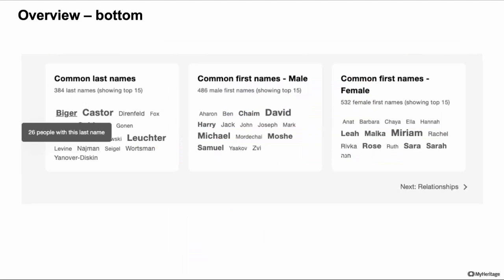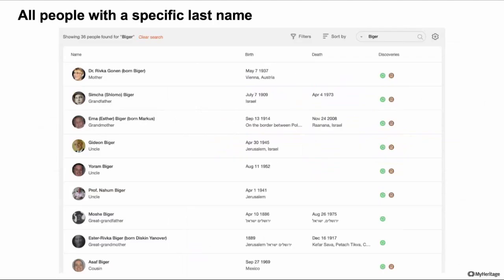And again, I can click, just like you saw before, for example, the first name here, Bigir, which is actually my mother's maiden name. And if I click, I can see those 26 people, click, and it goes again to the list view filtered by a certain surname. So a quick way to find those people.